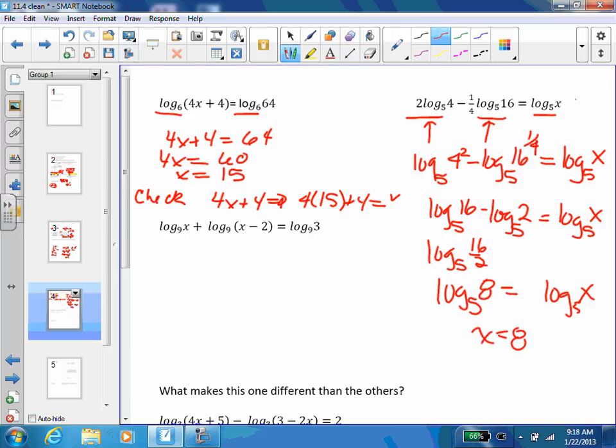And we know by checking it, that's the only place where we have to check. If we plug in 8, it's going to be positive, so we know that that answer is viable.